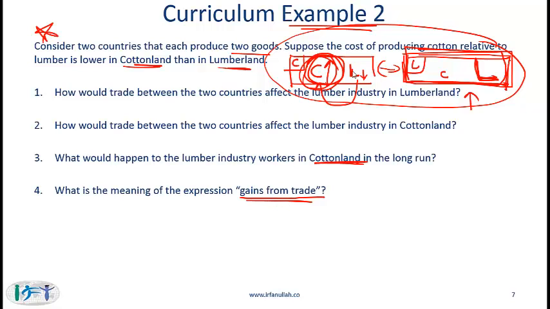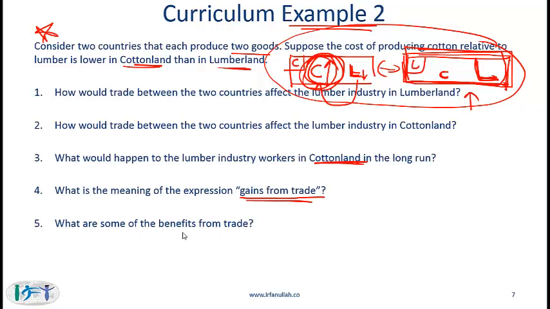Clearly those in the lumber industry in cotton land are not better off, at least in the short run. And those who stay in this industry in the long run will have lower incomes. Similarly, those who stay in the cotton industry in lumberland are also worse off. So again, I emphasize, gains from trade does not mean that everyone gains. It means that on average, the countries gain.